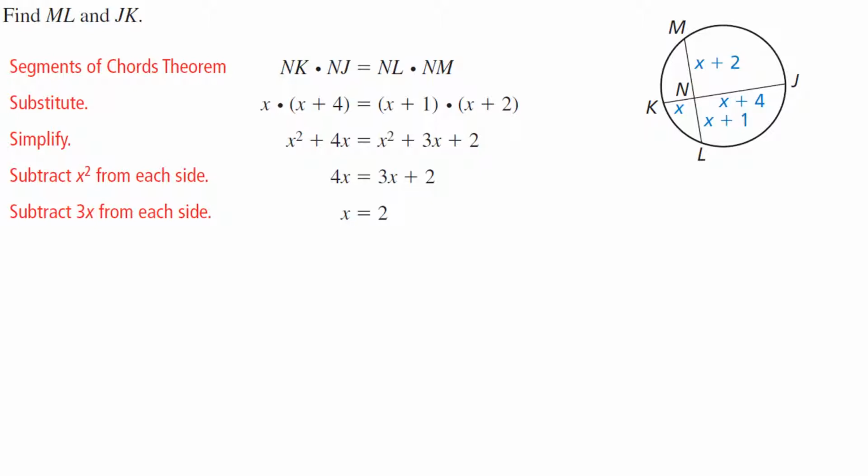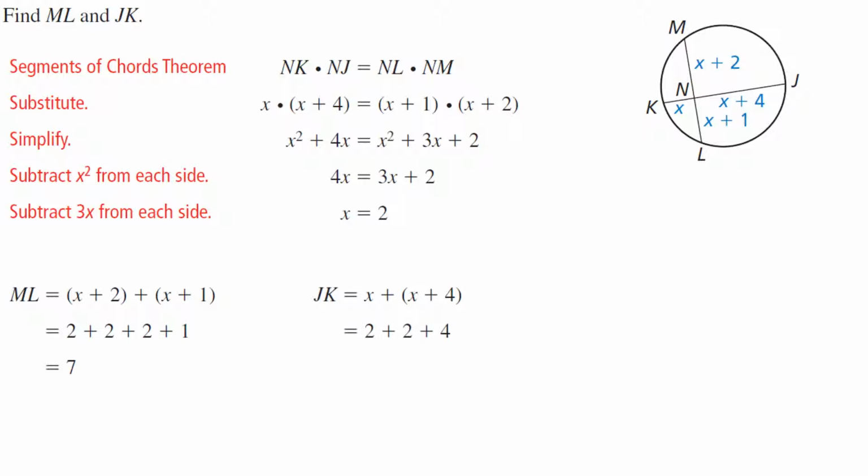Uh-oh, look at the directions. Were we asked to find x? Nope. We're asked to find the length of the chords. So the distance from M to L will be x plus 2 plus x plus 1. Substitute the number 2 in every time we see an x. Distance from J to K. Substitute the number 2 every time you see an x. And now we have found the distances.